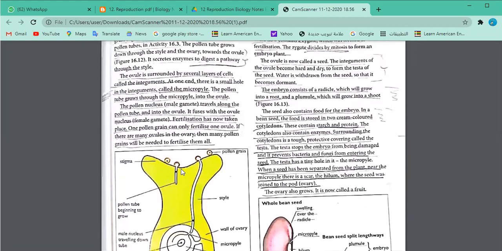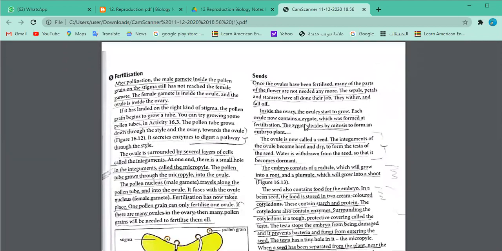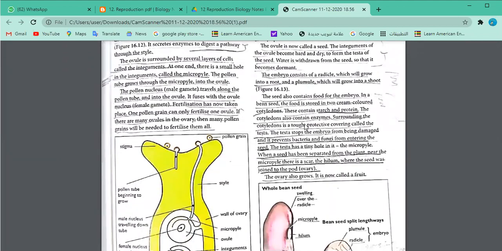That's why what we'll be discussing next in the logical sequence is the seed. So when the seed is formed, fertilization has taken place. Do you think the petals are still needed? Are sepals needed? Or anthers needed?